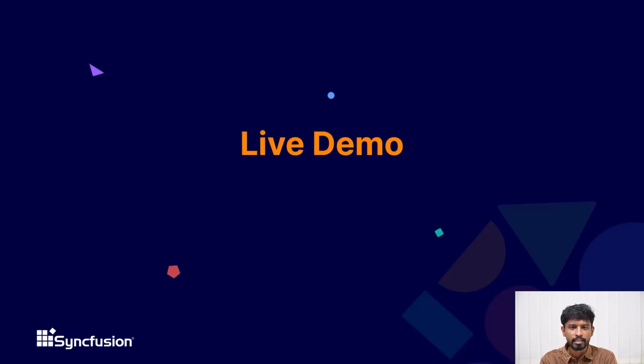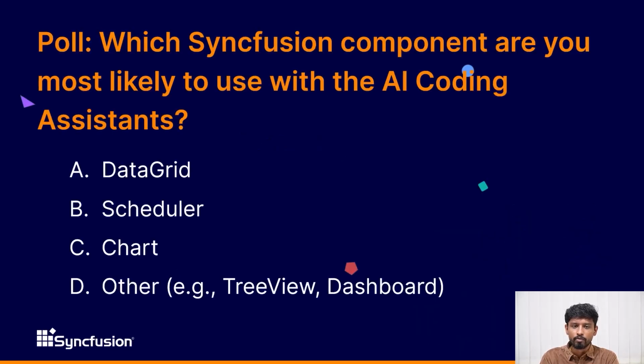So how many of you are excited to try this in your projects? Let's do a quick poll. Which Syncfusion component are you most likely to use with the AI coding assistants? Is it data grid, scheduler, chart, or other components like tree view or dashboard? So we invite you to vote now, and Carter will present the results. Over to you, Carter.